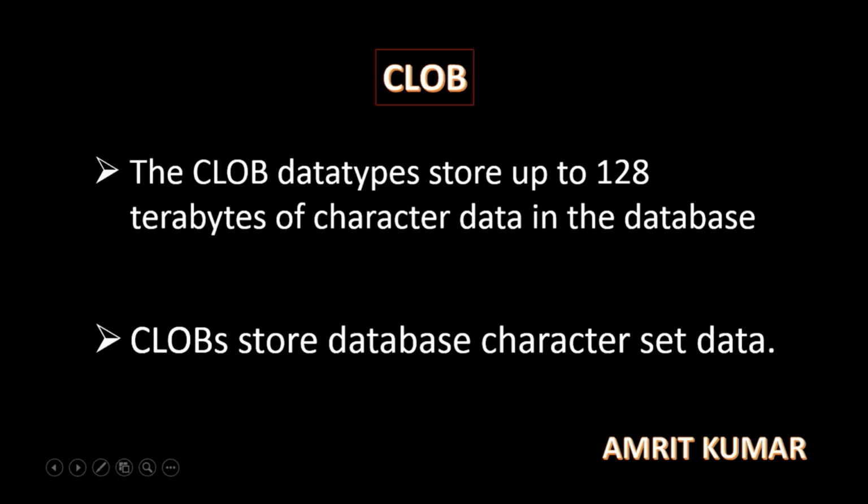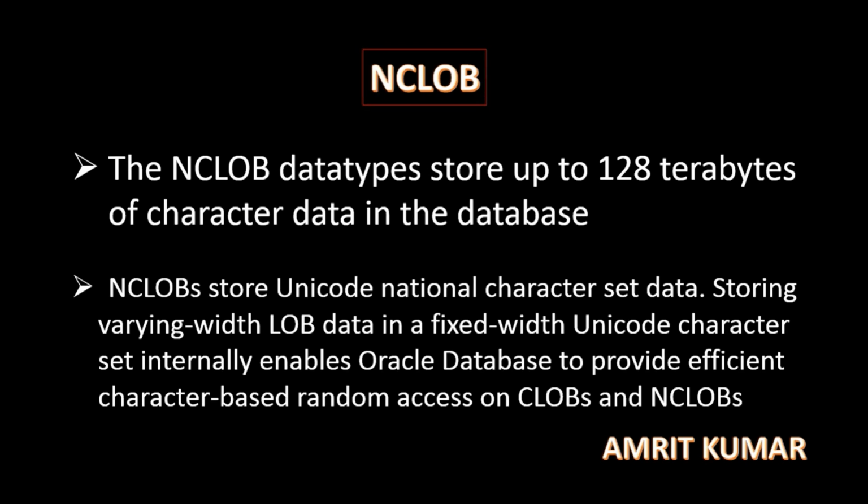CLOB stores any kind of character set, whereas NCLOB stores only Unicode national character set data. This is the difference between these two things. Also, storing varying width LOB data in a fixed width Unicode character set internally enables Oracle's database to provide efficient character based random access on CLOBs and NCLOBs.